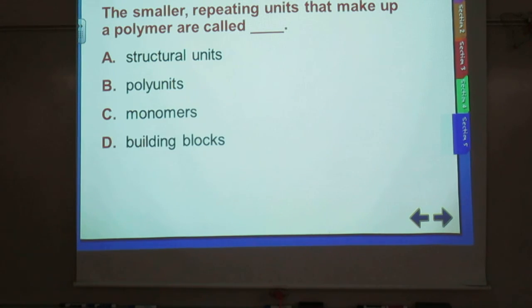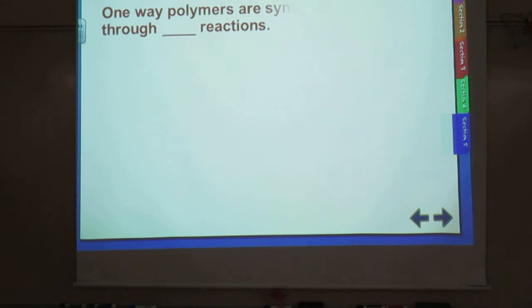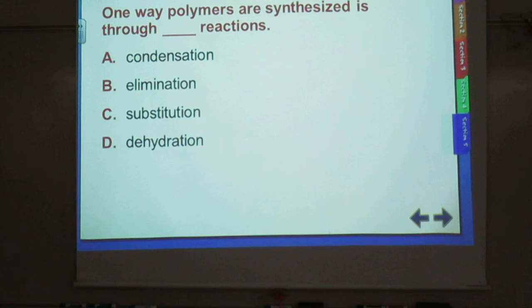Okay, so that is the end of your unit for section 23.5. Here are a couple questions for you to review and ask yourself if you know what you're talking about. All right, smaller repeating units that make up a polymer are called monomers. Hopefully you got that one right. Second question before we move on and say goodbye. One way polymers are synthesized is through blank reactions. The correct answer is condensation.